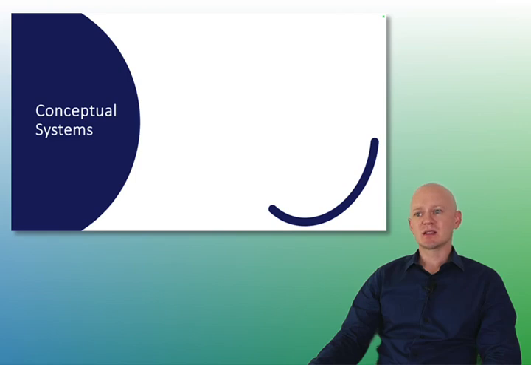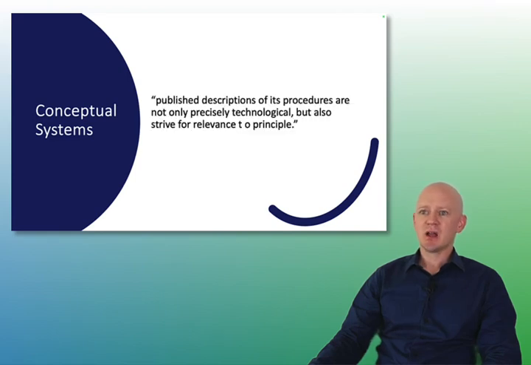Conceptual systems is the next dimension that Baer, Wolf, and Risley outlined, in which published descriptions of procedures are not only precisely technological, but also strive for relevance to principle. What this means is we can understand exactly why the intervention was effective at doing what it did. We can tie it back to the behavioral principles that we know and have been discovered either in applied behavior analytic research or the experimental analysis of behavior. We're tying this back into our behavioral understanding of why people do what they do.